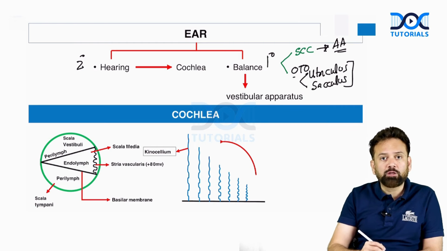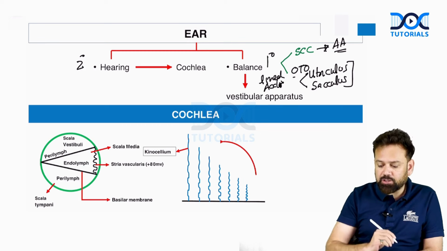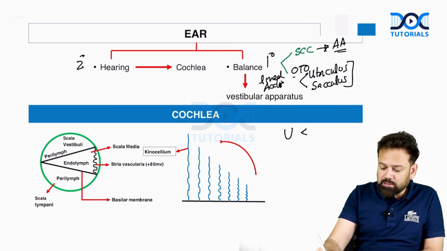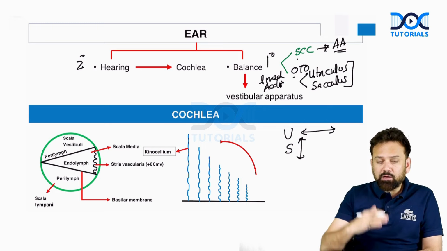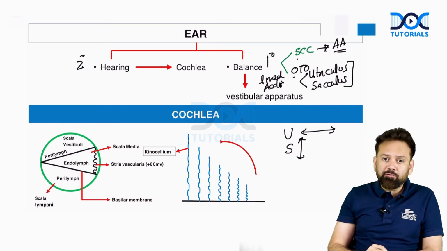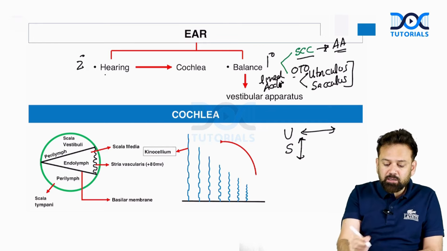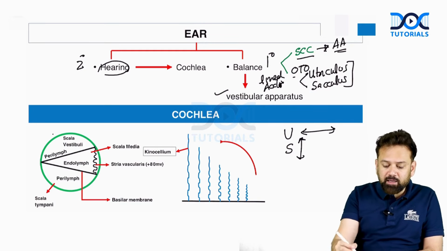Otolith organ can be utriculus or sacculus. Both have otoliths, so they are called otolith organs. They sense linear acceleration. Out of these two, one is vertical. Utriculus will sense like this if you are driving a car. Sacculus will sense like this. Both are linear, but as if you are driving a car and your head is going like that, utriculus, and if you are in a lift, sacculus. And if you are moving your head like that, semicircular canal. So balance is the primary function, hearing is the secondary function. For balance, we have the vestibular apparatus. For hearing, we have the cochlea.